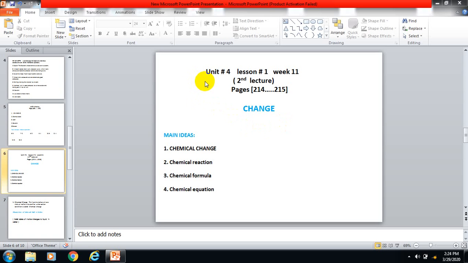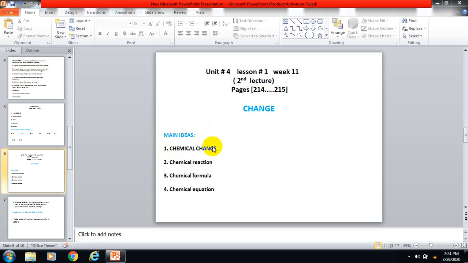After covering Unit 3, Lesson 4, the visual summary, the review, and the solutions of the book in the previous lecture, today we will start our new lesson, Unit 4, Lesson 1. The same week 11, we have the second lecture. Look at the pages we are going to cover, they range from 2 and 4 to 2 and 5. The overall name for this unit, lesson 1, is what? Change.